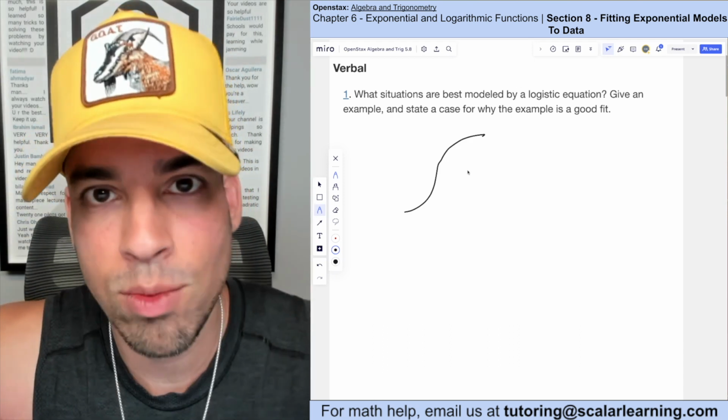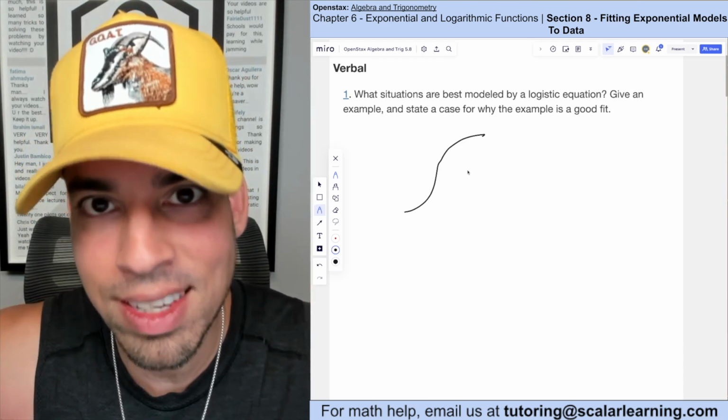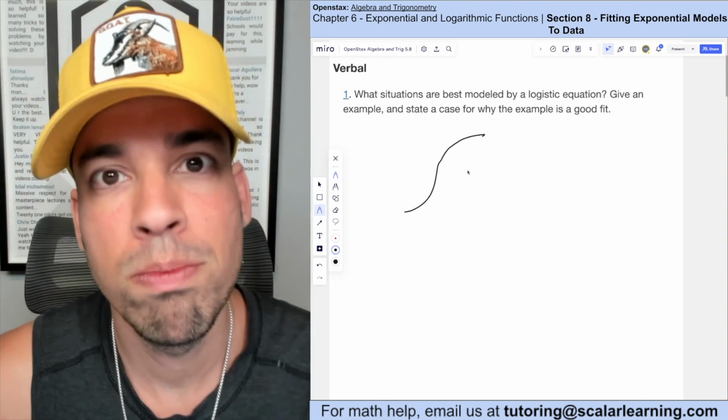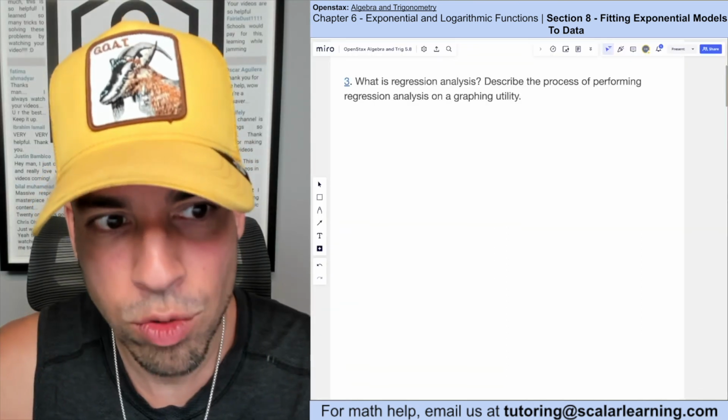So that's the idea. We are going to use a logistic model when we have a cap point, a max point. So there you go. Boom, done. So this one says, what is regression analysis?